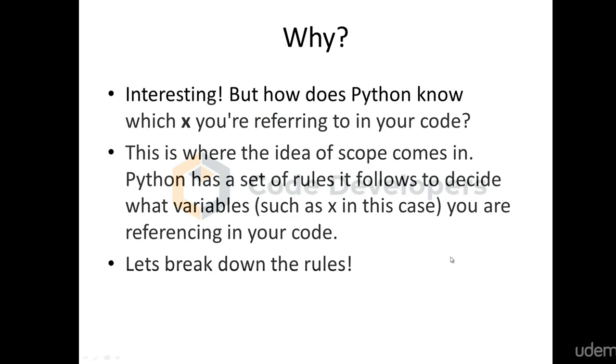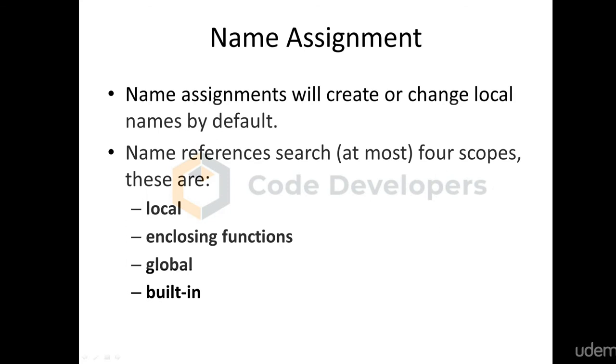Okay, so this is what I just said. Let's go ahead and break it down through name assignment. Name assignments will create or change local names by default. And name references search at most only 4 scopes. The 4 scopes are local, enclosing functions, global, and built-in.